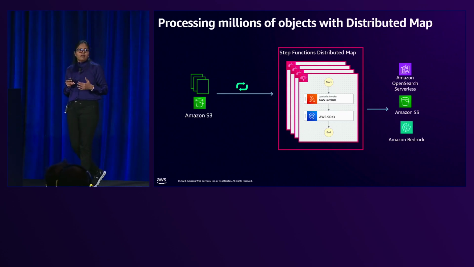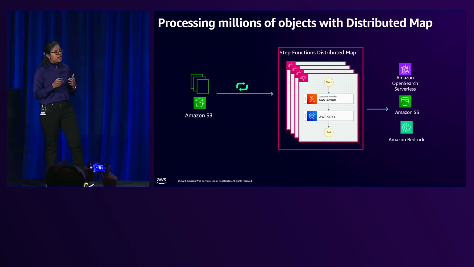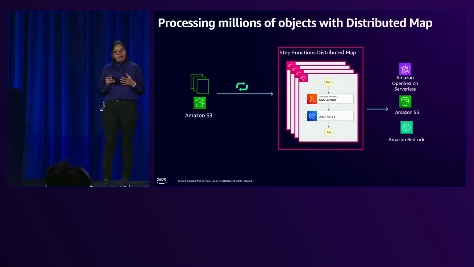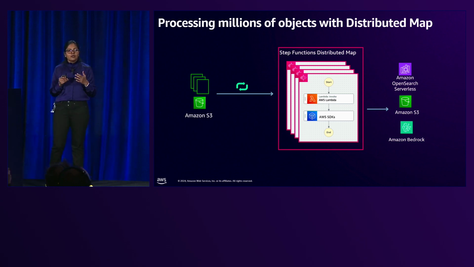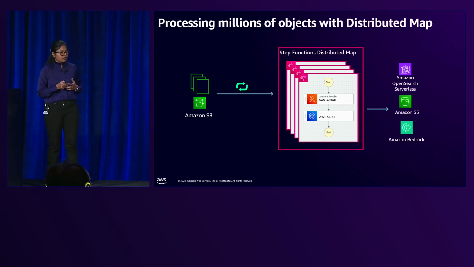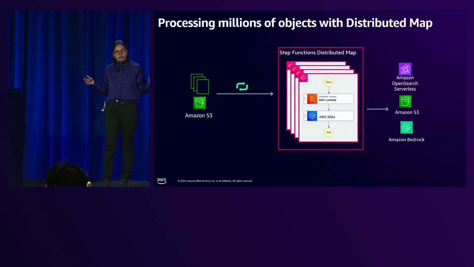In my mind, distributed map is a game changer in processing large-scale data, just like the RAG use case. If you're not familiar with distributed map, it is a state in Step Functions that allows you to iterate on a collection of objects in S3. You don't have to specify how many iterations you need. All you have to do is to point that state to where your objects are located, and then specify what you want to iterate. Once you do that, it automatically figures out. It gives you a lot more control to process large-scale data.